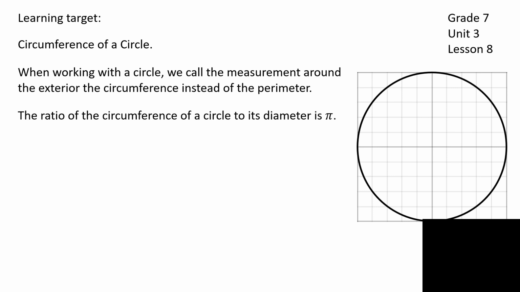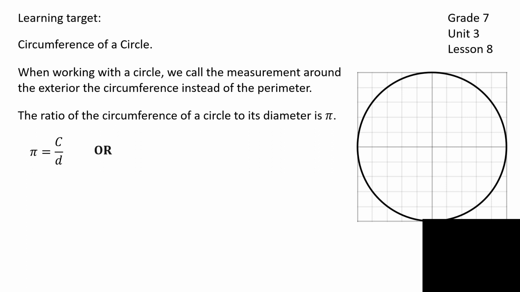And the circumference of a circle, when I take its ratio to the diameter, has a value of pi. Right? So any circle, no matter how big or how small, if I take the circumference, which is the measurement all the way around, think perimeter, divide it by the diameter, it comes up with a value of pi. Right? So the number pi is the ratio of the circumference to the diameter.